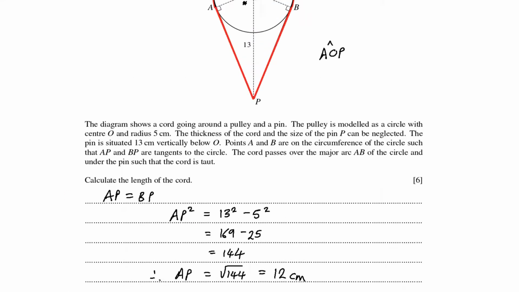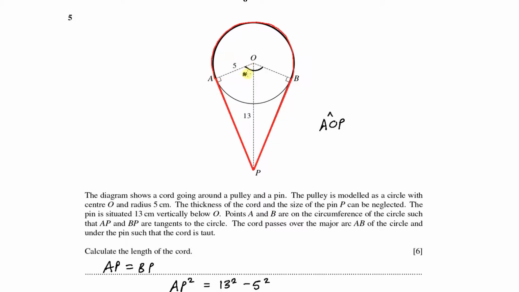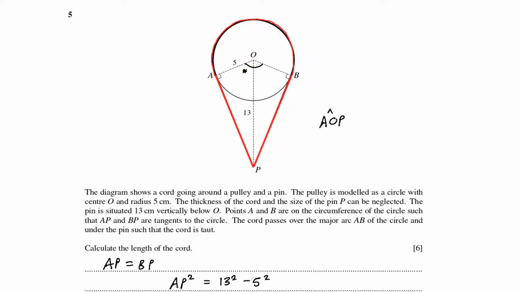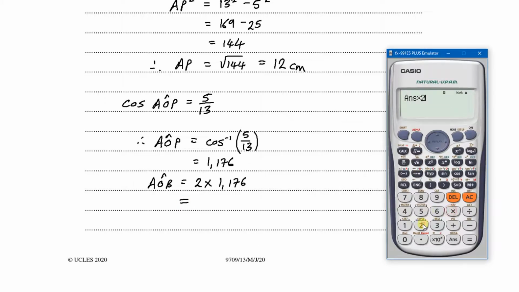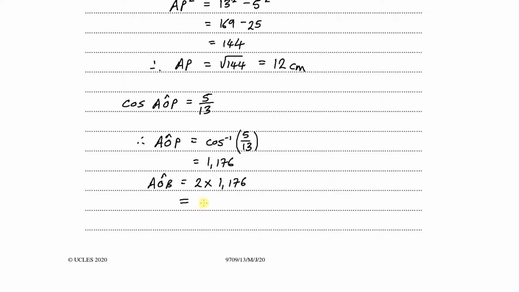Which means that now that we know what angle APO is, the value of the whole angle, which is AOB, should be twice that angle, since they are both equal. So that would be AOB is 2 times 1.176. So the angle here will be times 2. And that's 2.352. So this is what we have for the angle AOB.